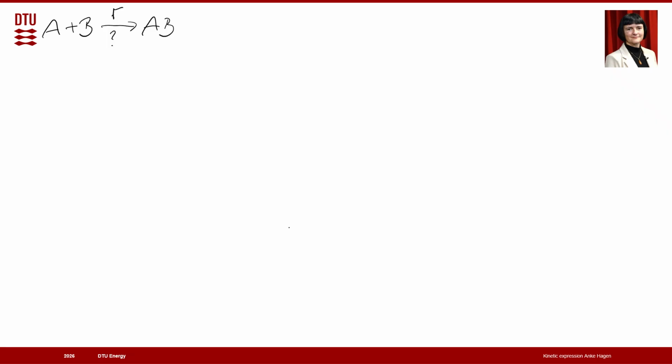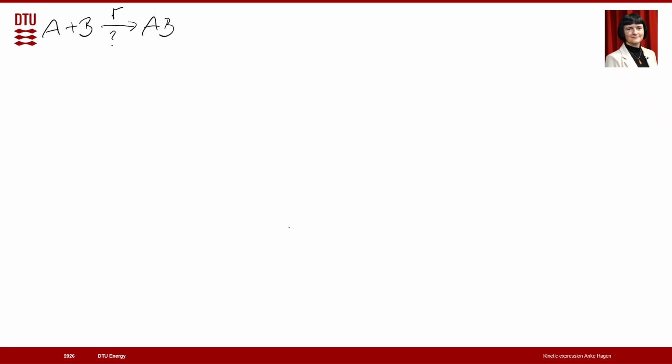Why is it important? If we know the kinetic expression for the reaction rate, we know how we can influence the reaction, for example, by selecting the right operating conditions such as temperature, pressure, partial pressures, also by selecting the right reactor concept in order to reach the maximum reaction rate towards the desired product.